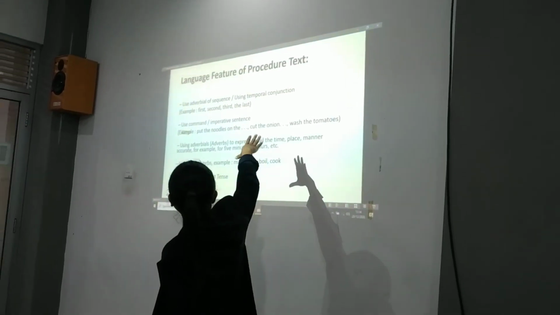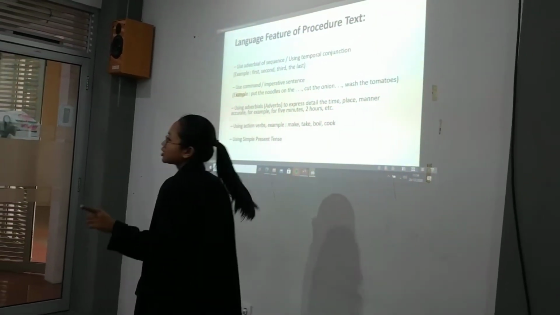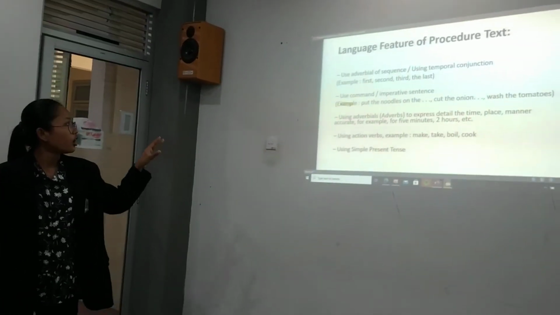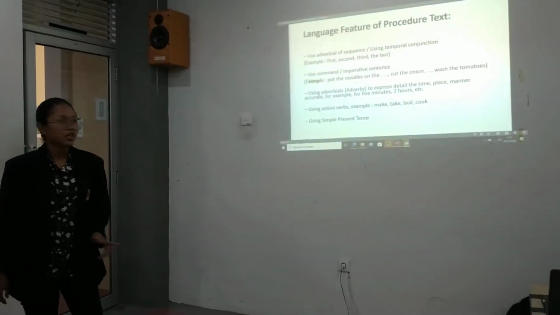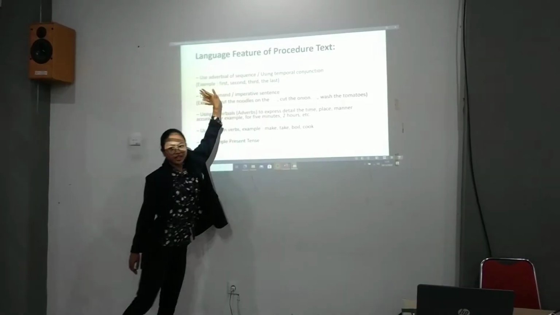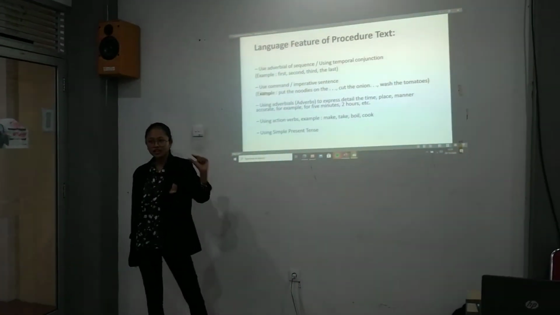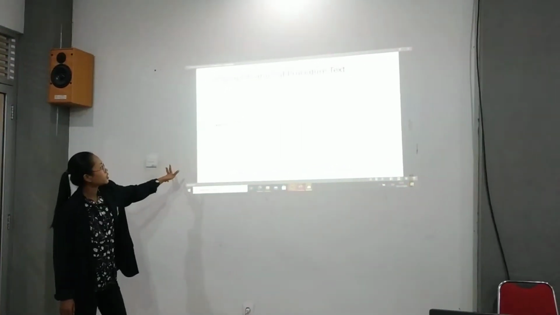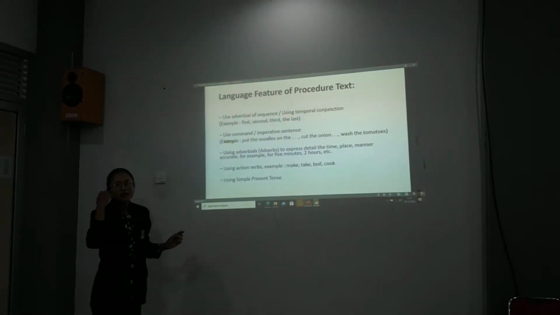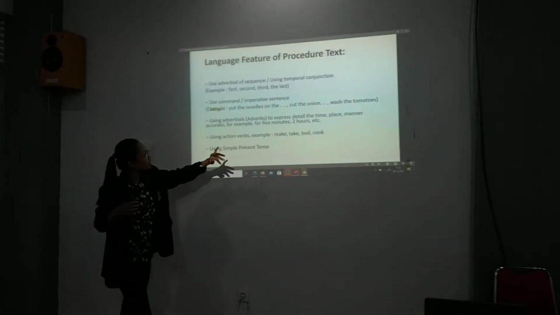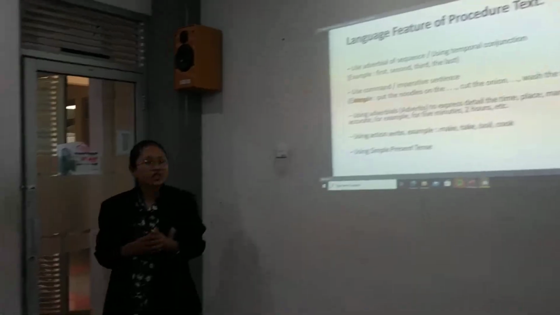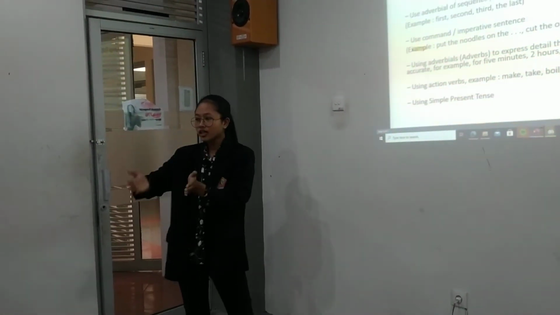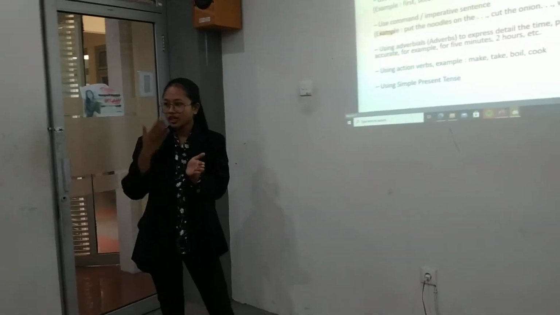Okay, these are the language features of procedure text. The first language feature is using adverbial of sequence, using temporal conjunction. This temporal conjunction we can find in the steps, like first, second, then, and after that. And second is using command or imperative sentences. For example, put the noodles on the plate, cut the onion. Jadi kita kalimat prosedur itu ada kalimat perintah yang harus dilakukan, so the reader can follow the steps correctly.